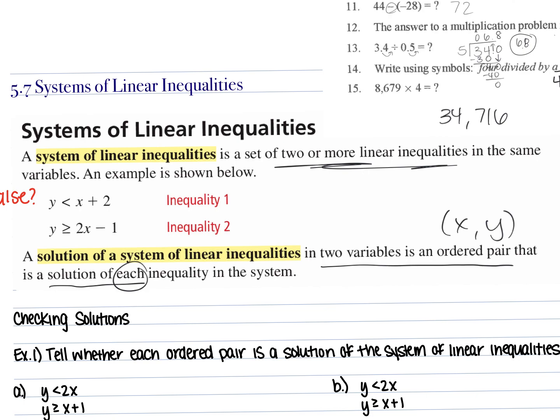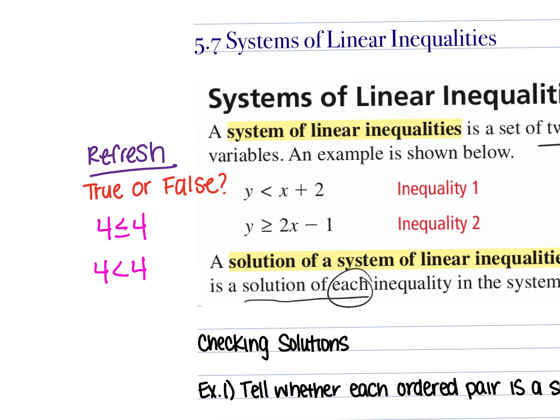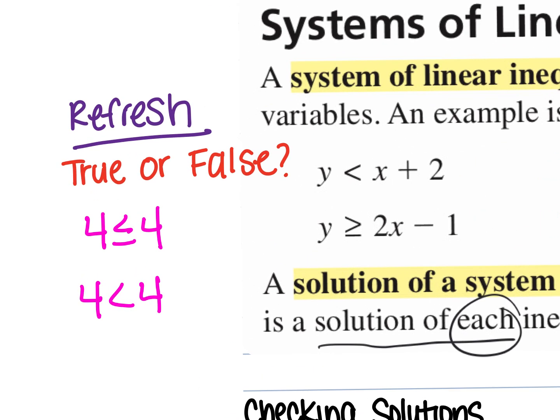Okay, let's just do a quick little refresher. Take a glance over here on the left side of your page. It says, are these true or false inequalities? Is the first one, is 4 less than or equal to 4? Put a T, okay? That is true. Why is that true? Because 4 is equal to 4, right?